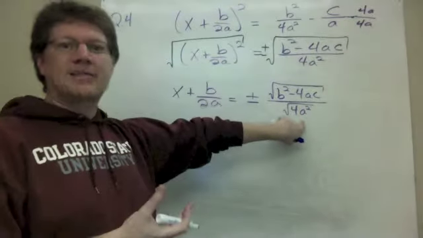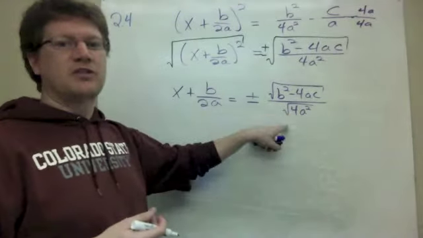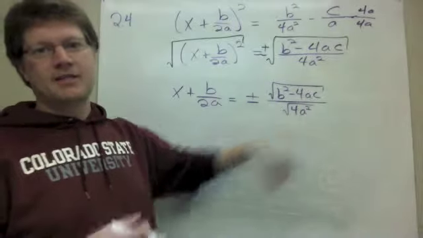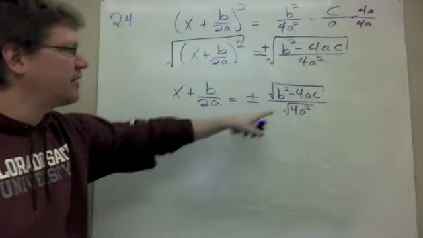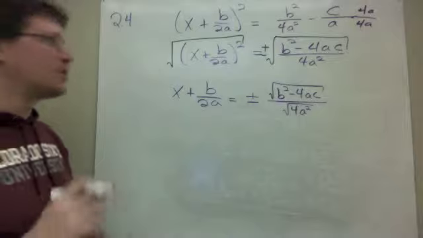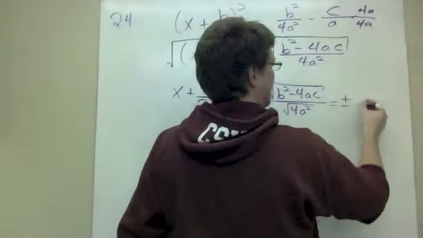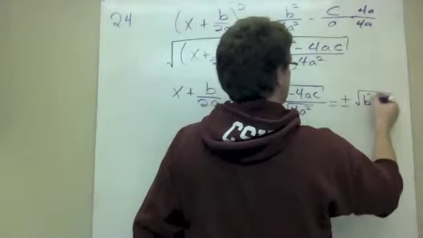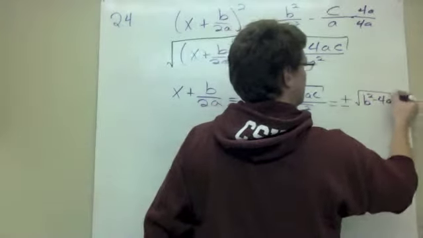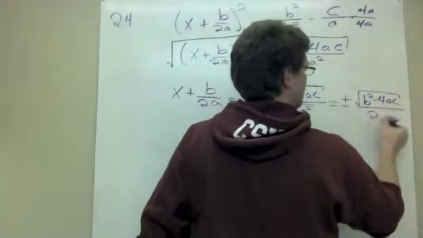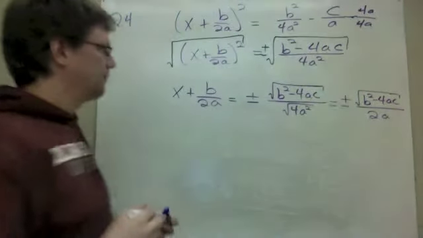Now, I usually ask the question, can this be simplified? Well, this is a square root of 4 and a squared. So this can be simplified. The square root of 4 is 2. The square root of a squared is a. So this is going to be positive or negative the square root of b squared minus 4ac over 2a. Okay?